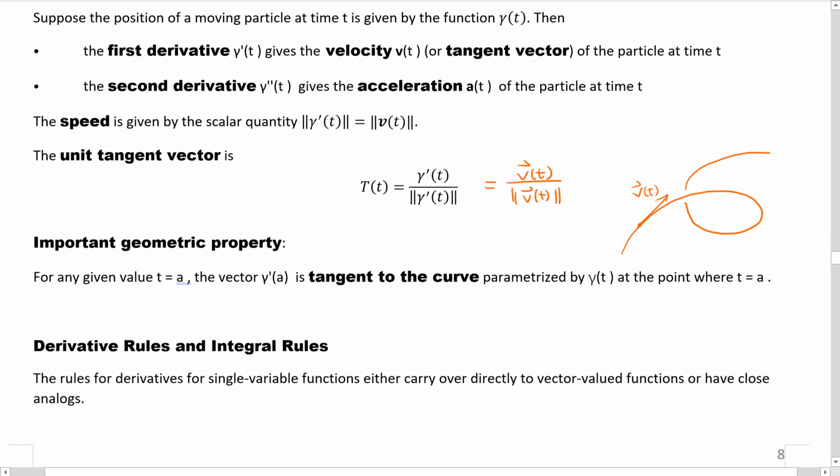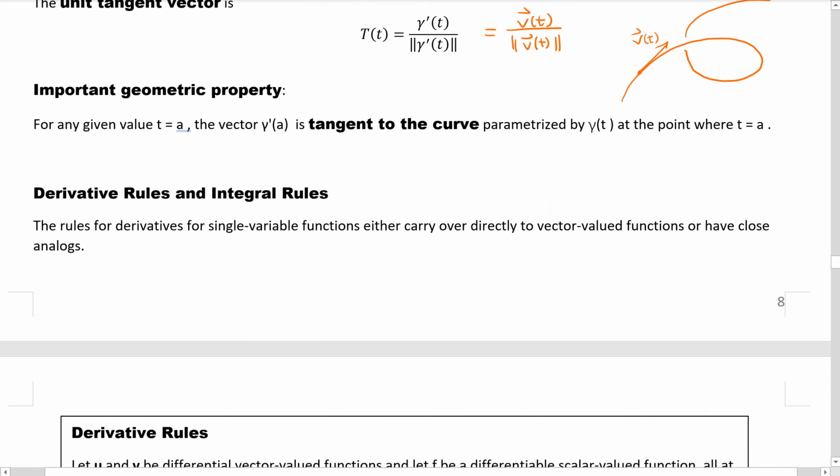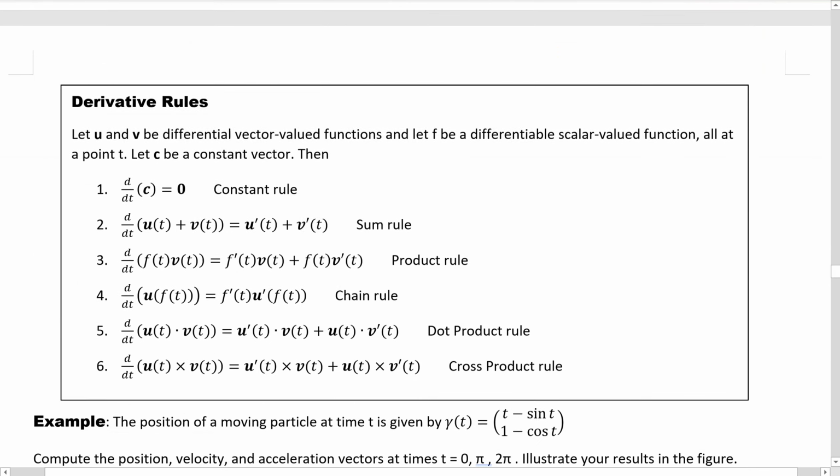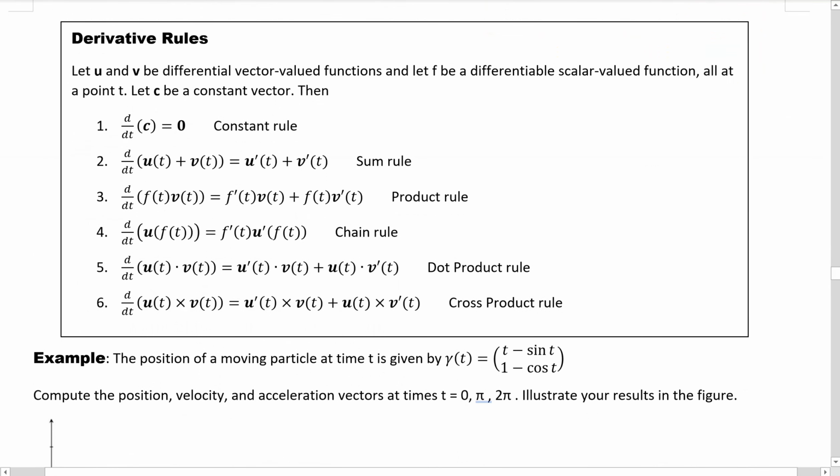Next, derivative rules and integral rules. The rules for derivatives of single variable functions either carry over directly to vector valued functions or have close analogs. Let u and v be differentiable vector valued functions, and let f be a differentiable scalar valued function, all at a point t. Let c be a constant vector.